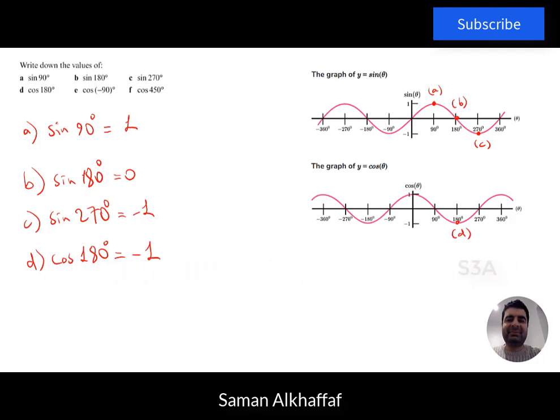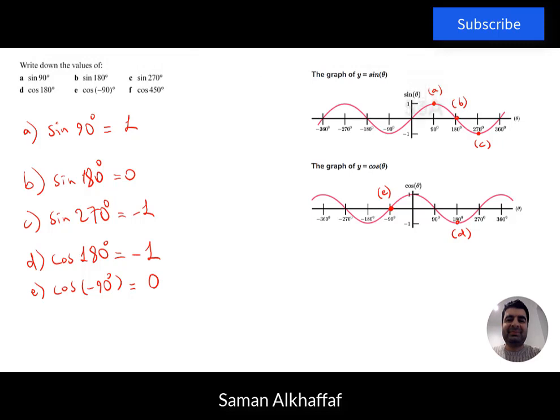Now we look at the cosine of -90 degrees. So in this scenario, we are working in the opposite direction. So if we work in the opposite direction, that's -90, and we have 0. So that's E. And that tells us that cosine of -90 is 0.